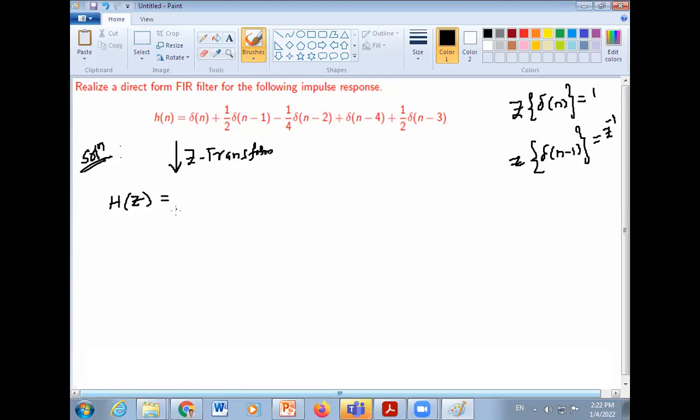So here delta of n gives 1, plus the 1 by 2 remains as it is, and this is z inverse, minus 1 by 4. What is the value of this? What power of z will come now? Delta of n minus 2, so it is z power minus 2, plus delta of n minus 4 is there, it is z power minus 4, plus 1 by 2 delta of n minus 3 is there, z power minus 3. Correct?